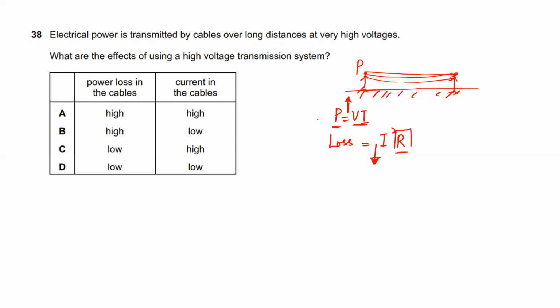So what is happening? Reduced losses and reduced current. This is actually what is happening in the cables at high voltages. So power loss in cables, low. Current in the cables, again low. So low and low. Answer D is the right choice we have. So answer 38, part D is the correct answer.